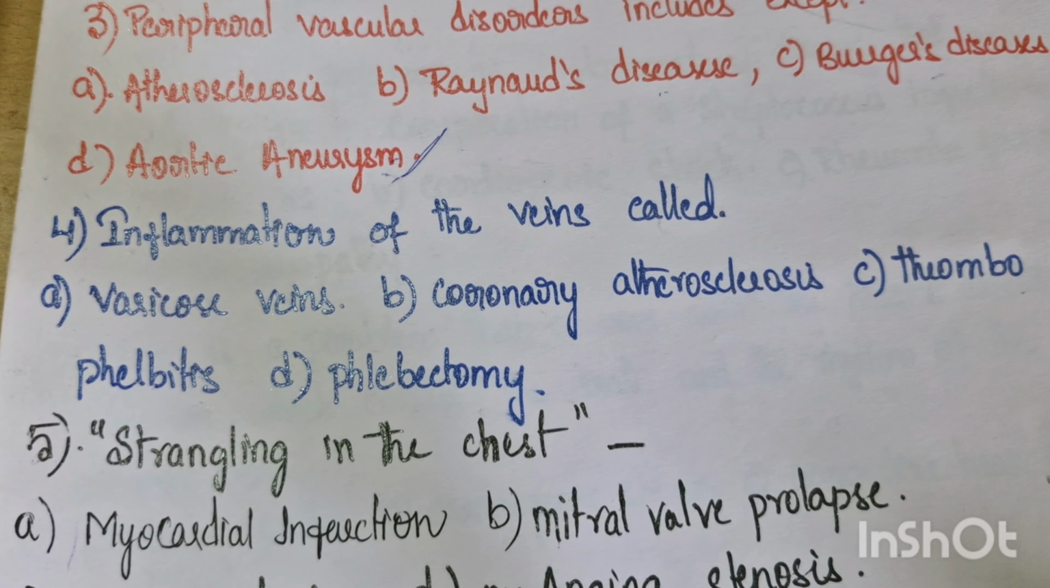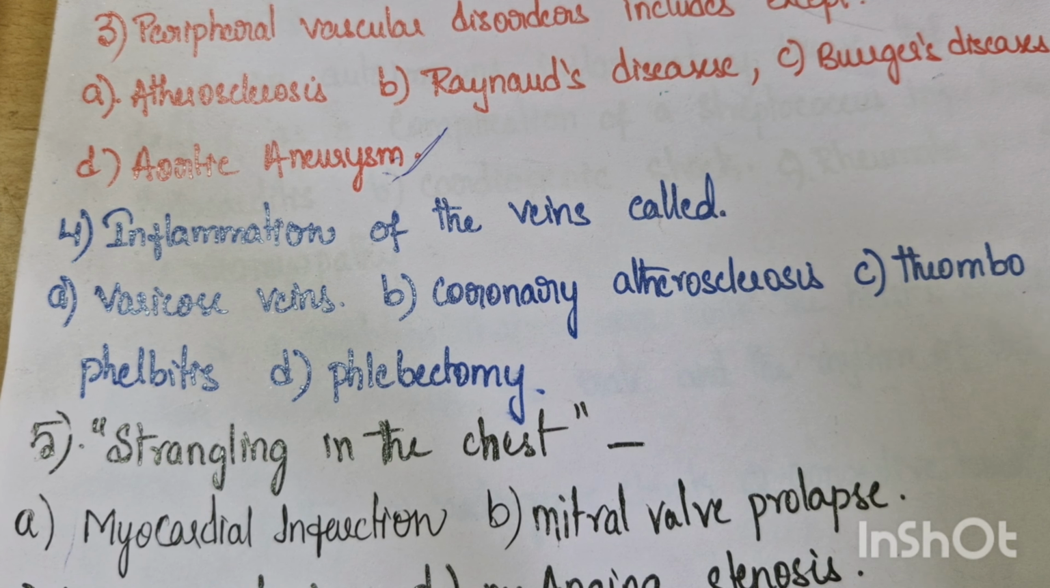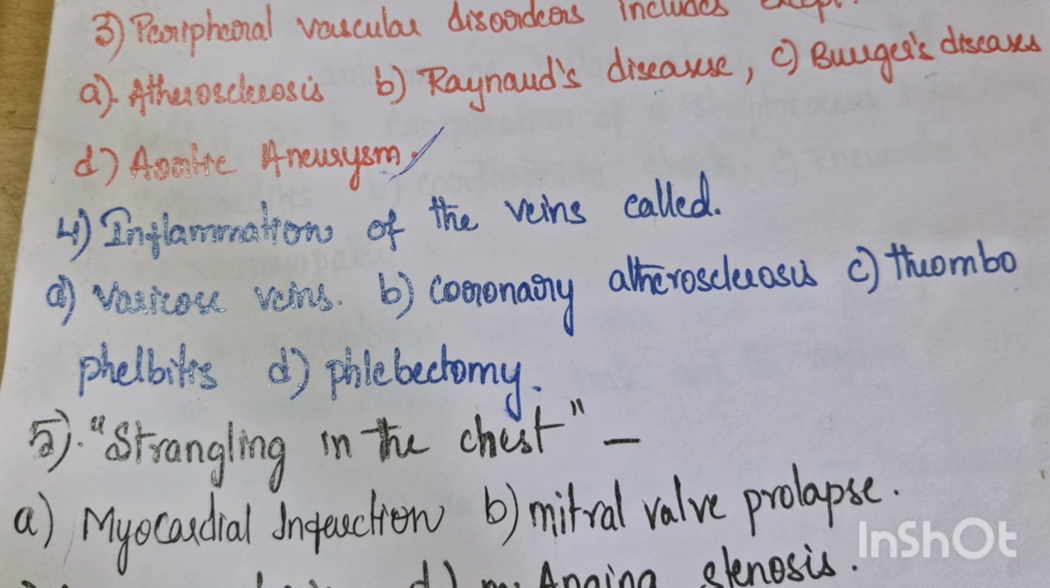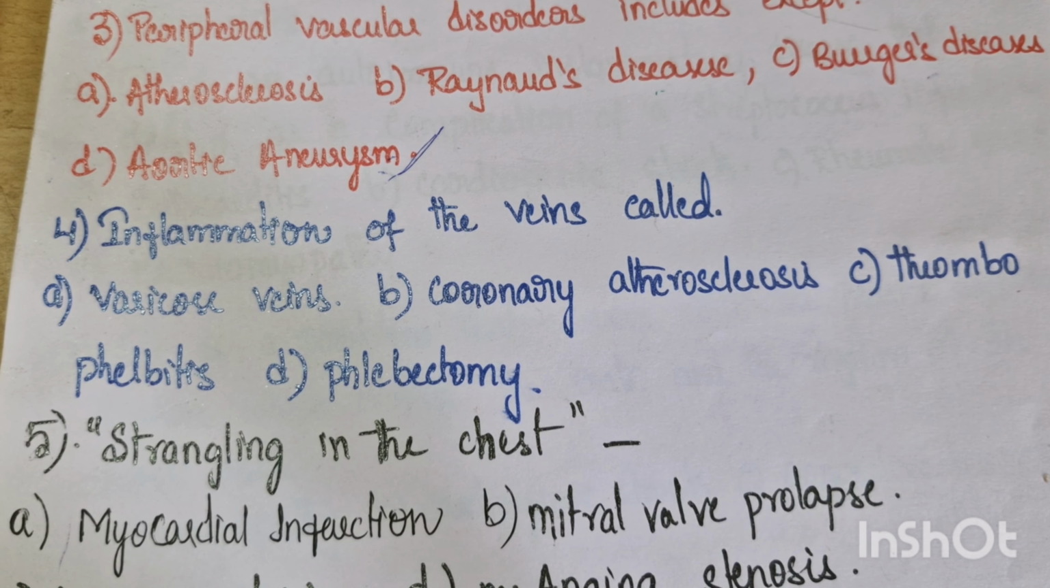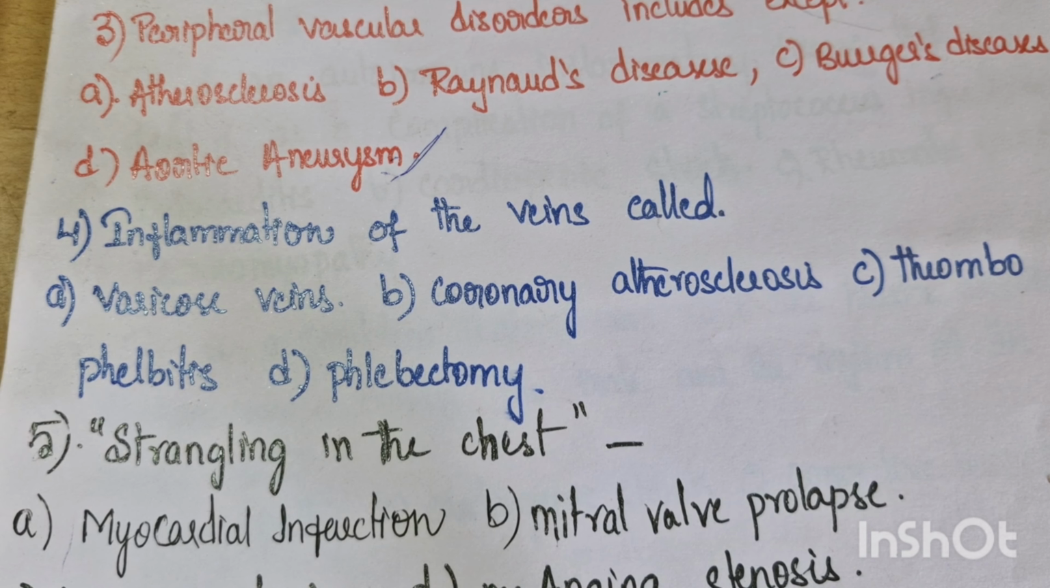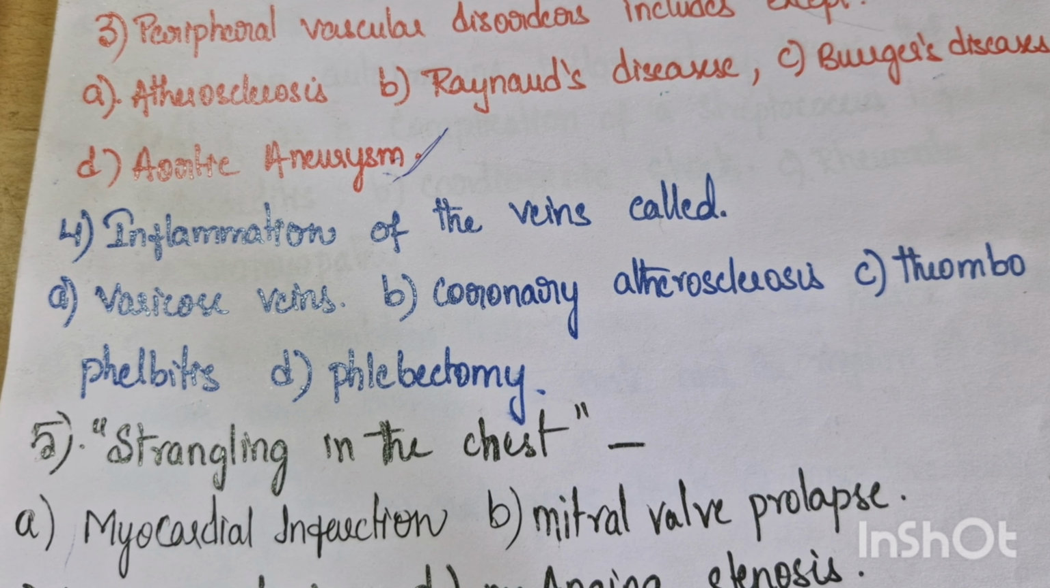Okay? And the next point is: the inflammation of the veins is called. So inflammation of the veins. This is a direct question, no need of explanation here. The options they have given are: varicose veins, coronary atherosclerosis, thrombophlebitis and phlebectomy. Okay? So what is the varicose veins condition? Over a period of time, due to the force of gravity, the veins will lose their ability to push the blood back to the heart.